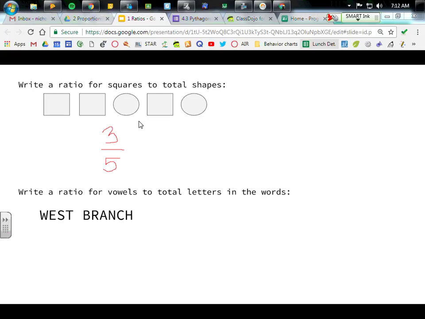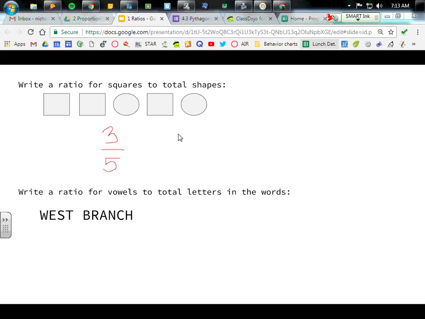So we could have also done circles to total shapes, which would be 2 out of 5. Notice how if we were to write ratios for both of those quantities, 3 out of 5 and 2 out of 5 add up to 5 out of 5. That's all the shapes there is in this selection of shapes. We could have asked for circles to squares, which would be 2 to 3. We could have asked for squares to circles, which would be 3 to 2.